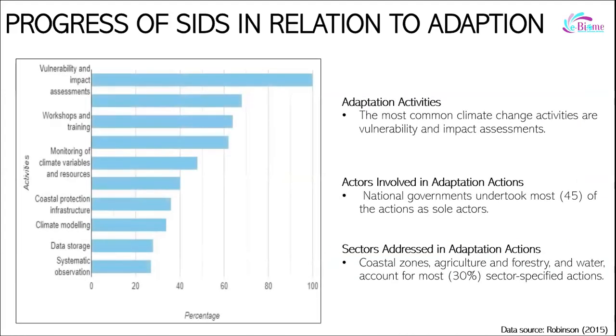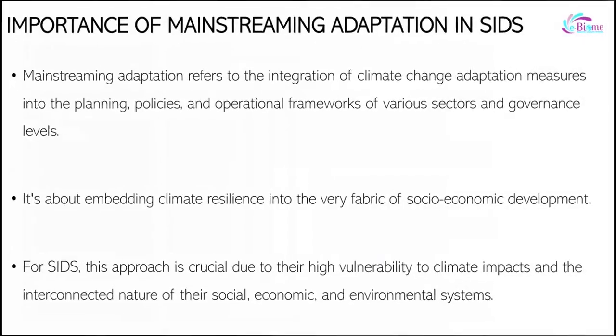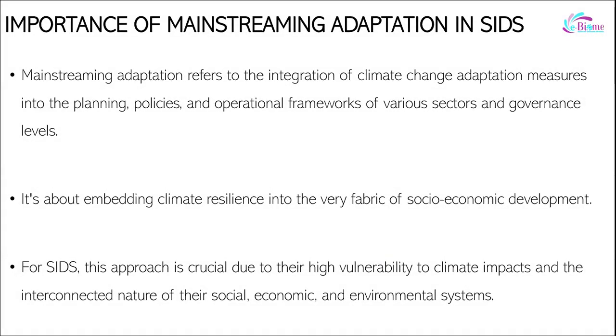The most common climate change activities are vulnerability and impact assessments. National governments undertook most of the actions as sole actors, and coastal zones, agriculture and forestry, and water account for most sector-specified actions. So based on the data that we're seeing, those are some of the conclusions that we can make. Now, what is the importance of mainstreaming adaptation in small island developing states?